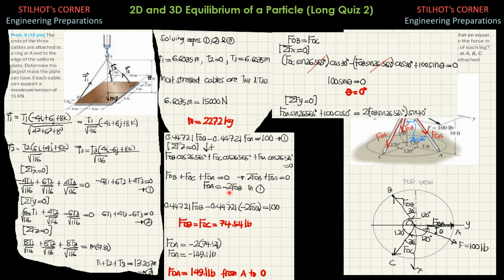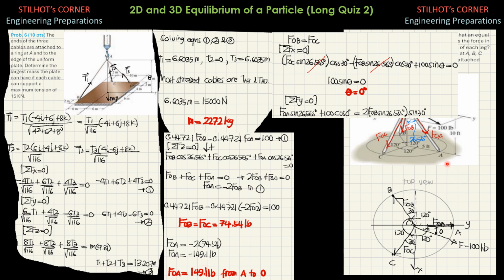We substitute this value in equation 1. So we have 0.44721 FOB minus 0.44721 times negative 2 times FOB for FOA equals 100. From here, we can solve FOB equals FOC equals 74.54 pounds, and the direction of the force for OB and OC is correct as indicated. Then for FOA, it is negative 2 times FOB, so negative 149.1 pounds.